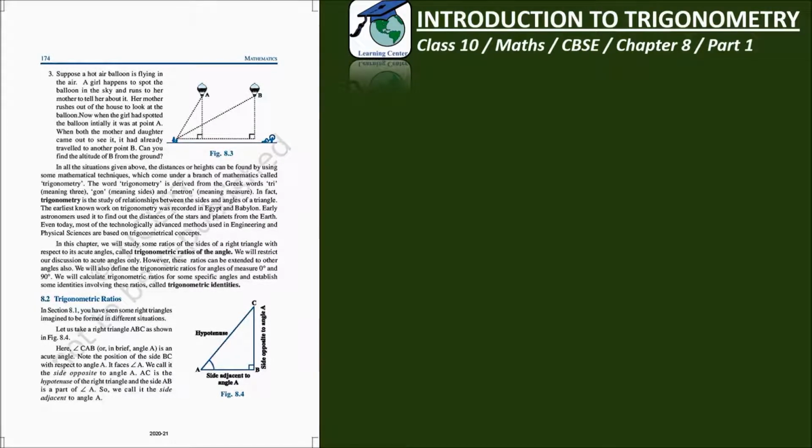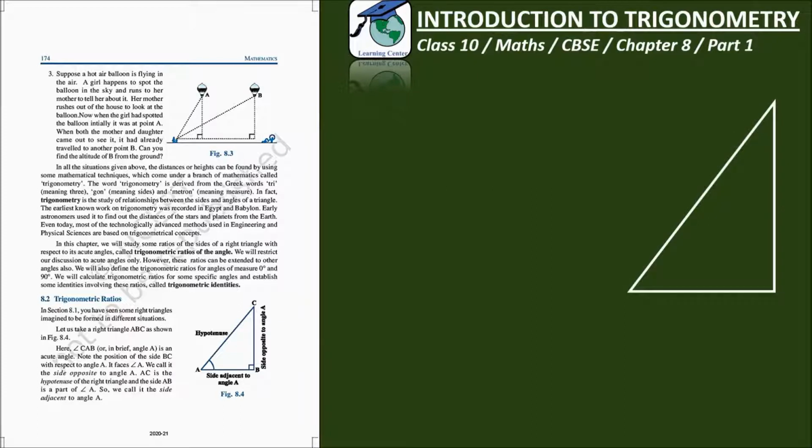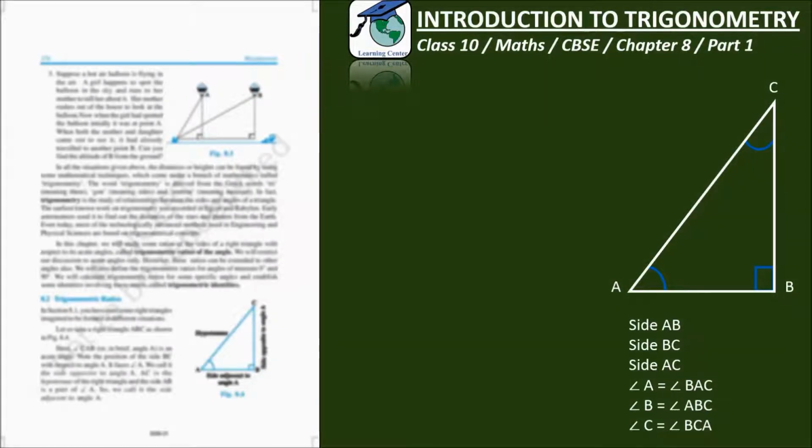Now I will draw a right angle triangle. This is my right angle triangle. I will name it A, B and C. This triangle has side AB, side BC and side AC, and angle A, angle B and angle C. Let us now try to understand what trigonometry is.